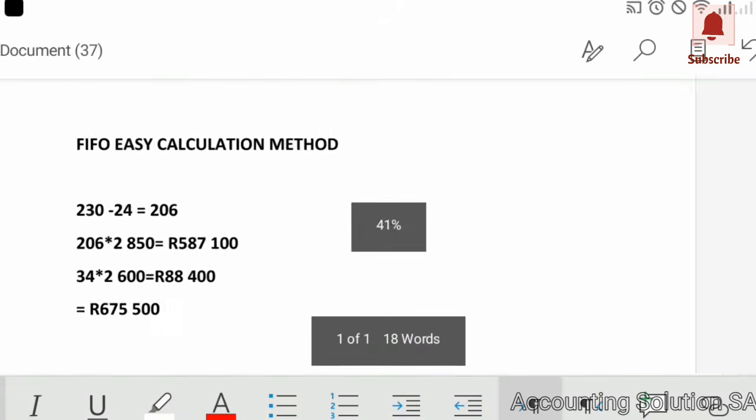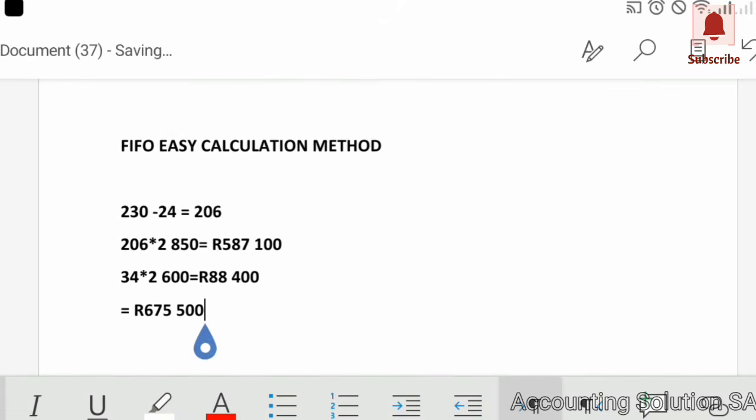Okay, let me show it properly. Yeah, so this is our answer, guys. A very simple calculation. If you do all this calculation and you show everything, you're going to earn full marks.